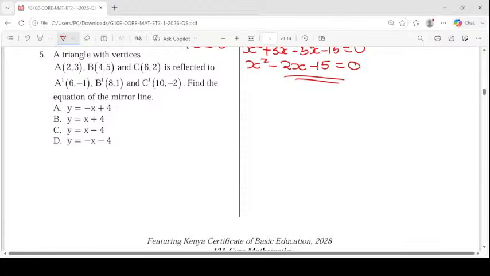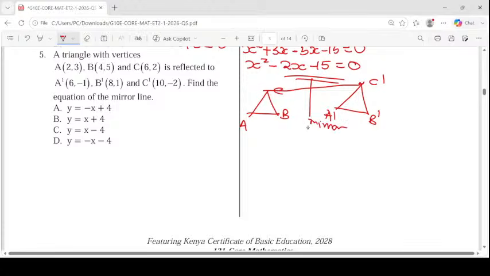How do we find the equation of the mirror line? Before getting the equation of the mirror line, assume I have the triangle here. I want to give you guidance. This is A, this is B, this is C. Maybe I have here another one, A prime, B prime, C prime. To get the equation of the mirror line, what do I do? I'll join C maybe to C prime, then bisect. This will be my mirror line. So the mirror line is equidistant from C to C prime.